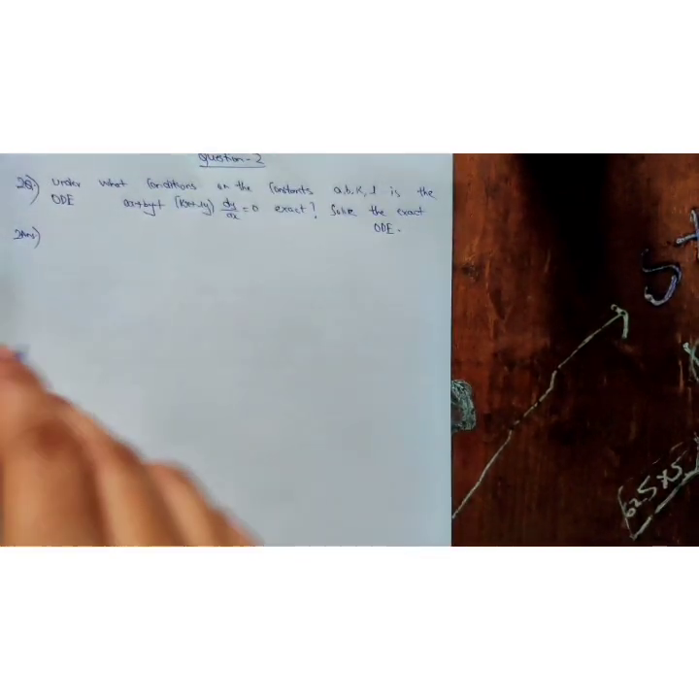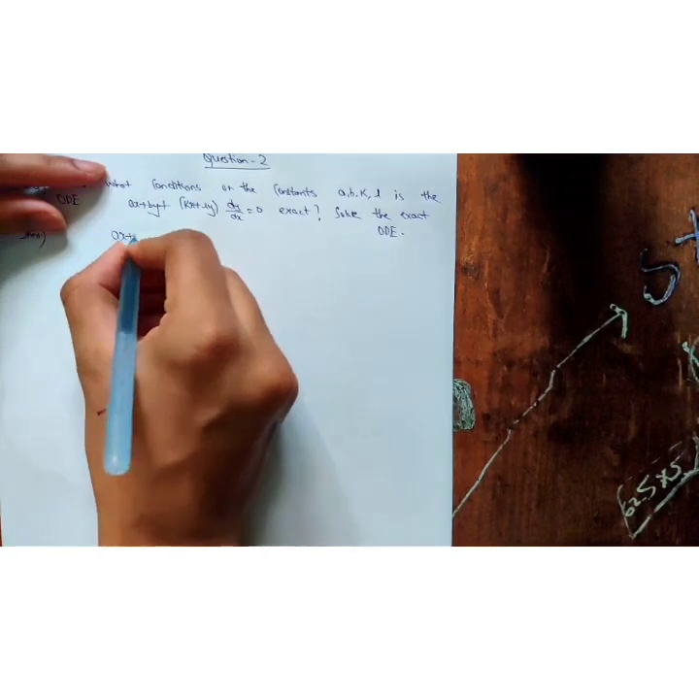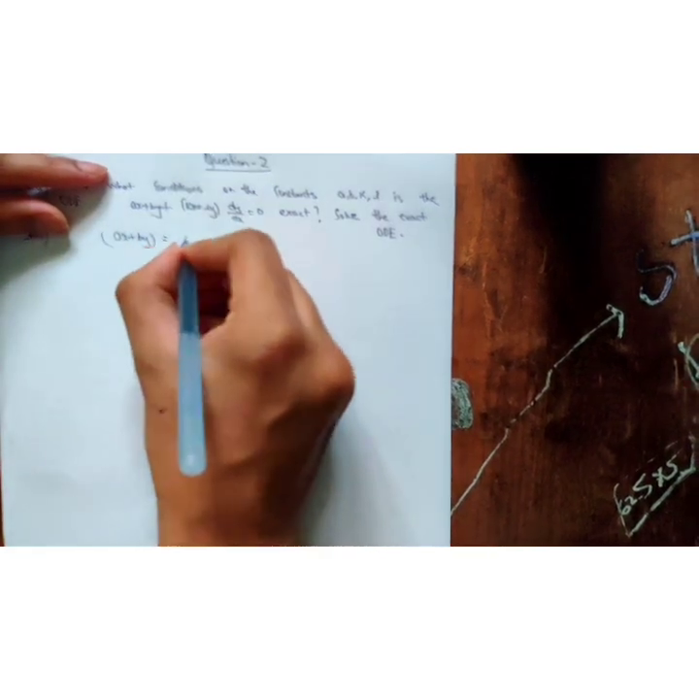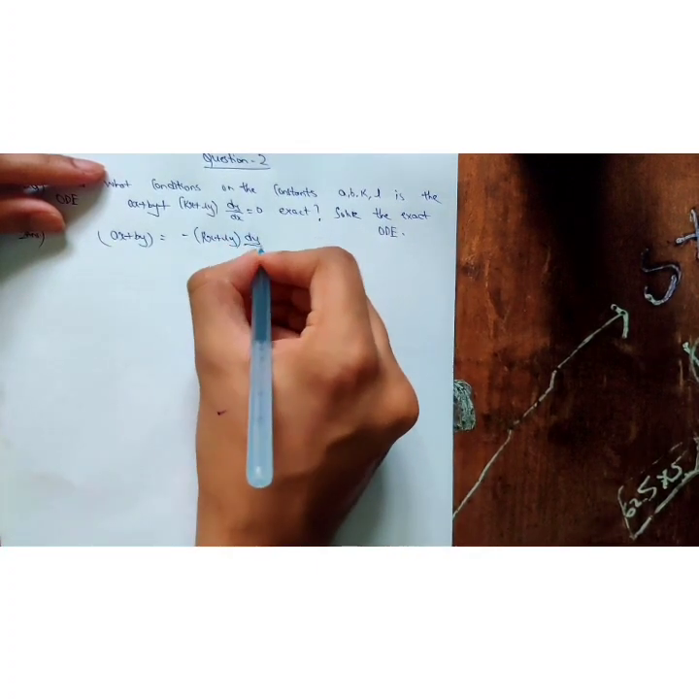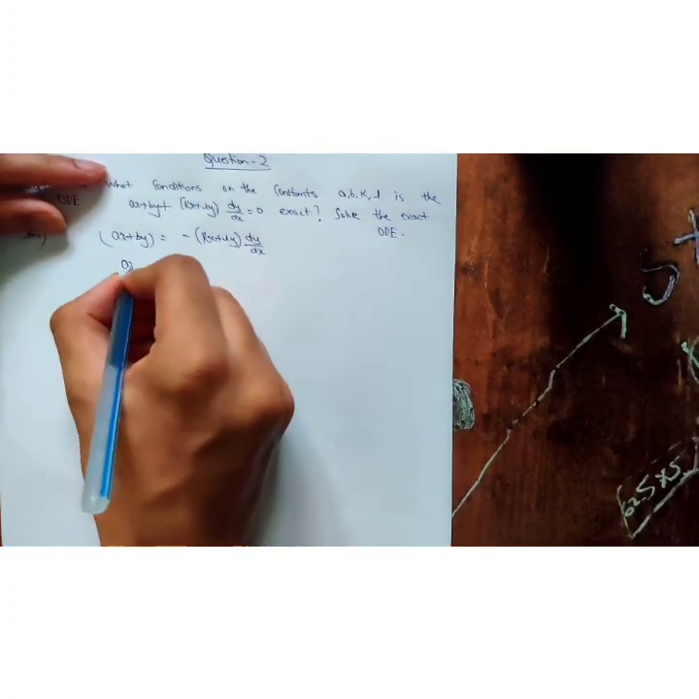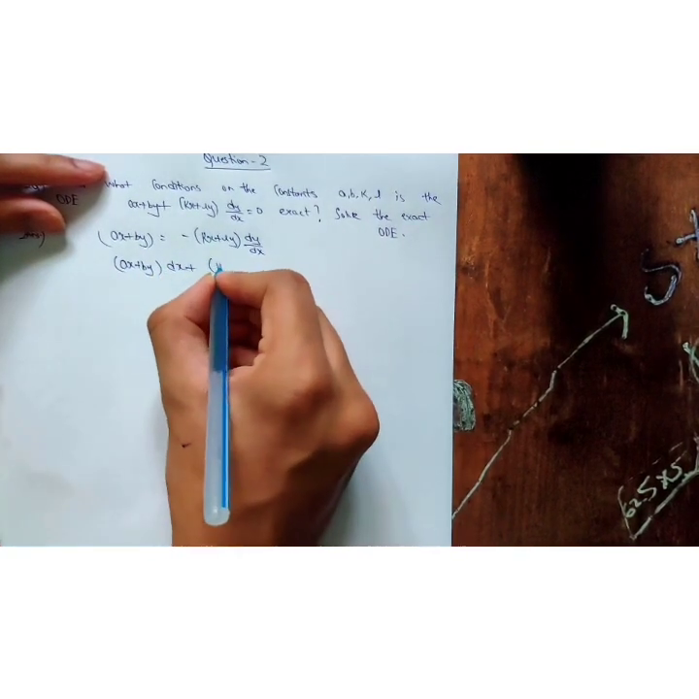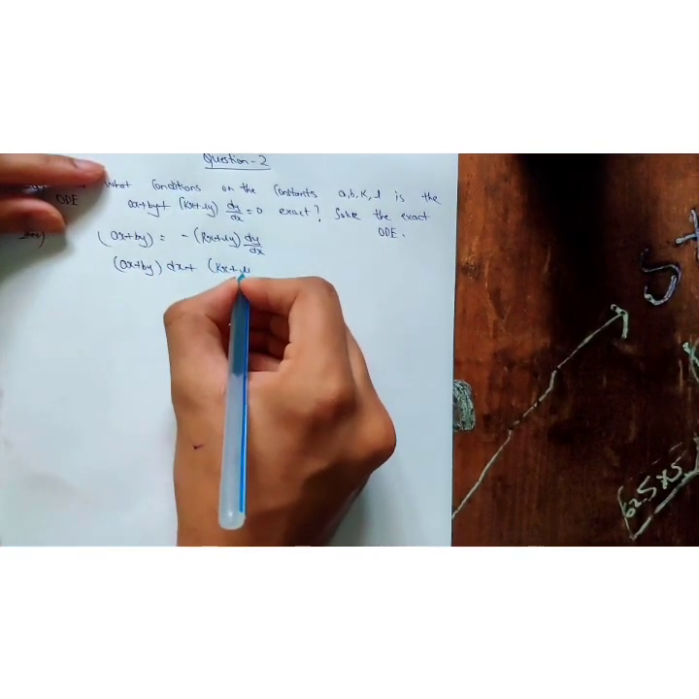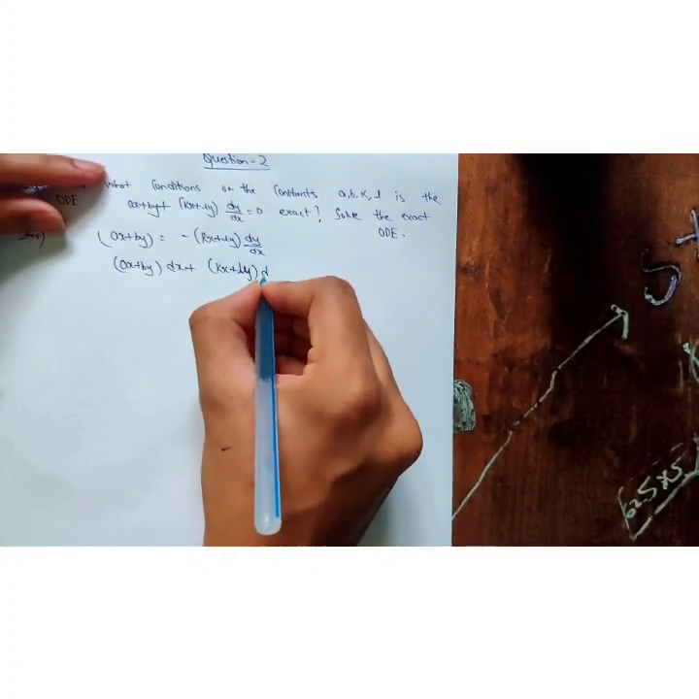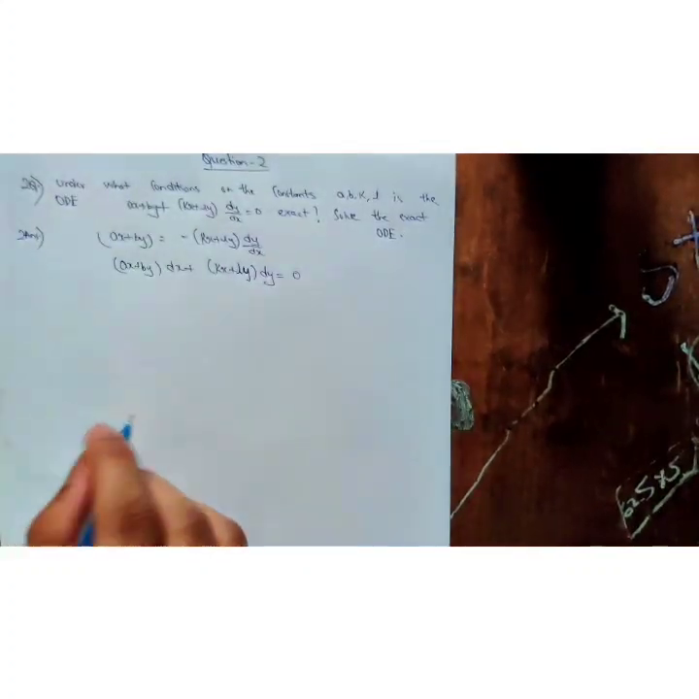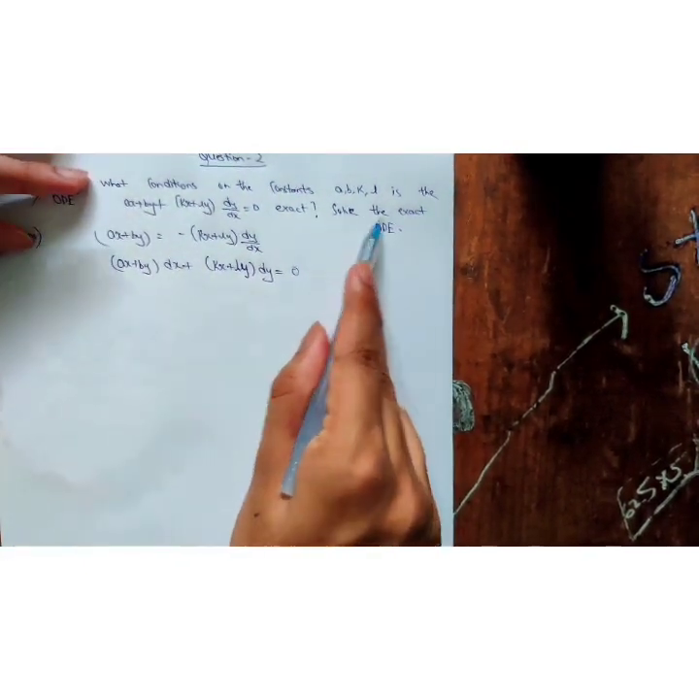Okay. Now we have been given this equation. I'm just rearranging. I'll explain you. (ax + by) dx = -(kx + ly) dy/dx. So (ax + by) dx + (kx + ly) dy = 0. I have simply rearranged the function. Okay. Now solve the exact ODE.